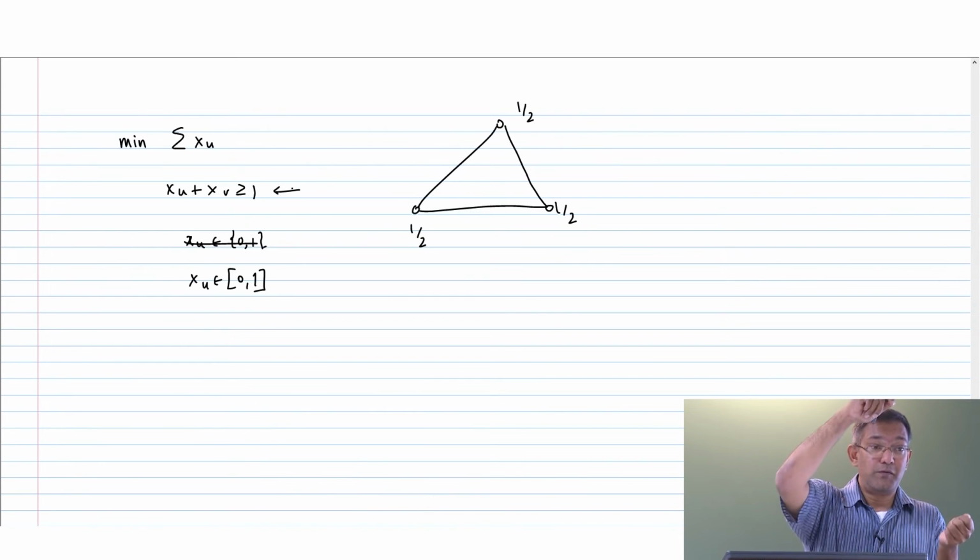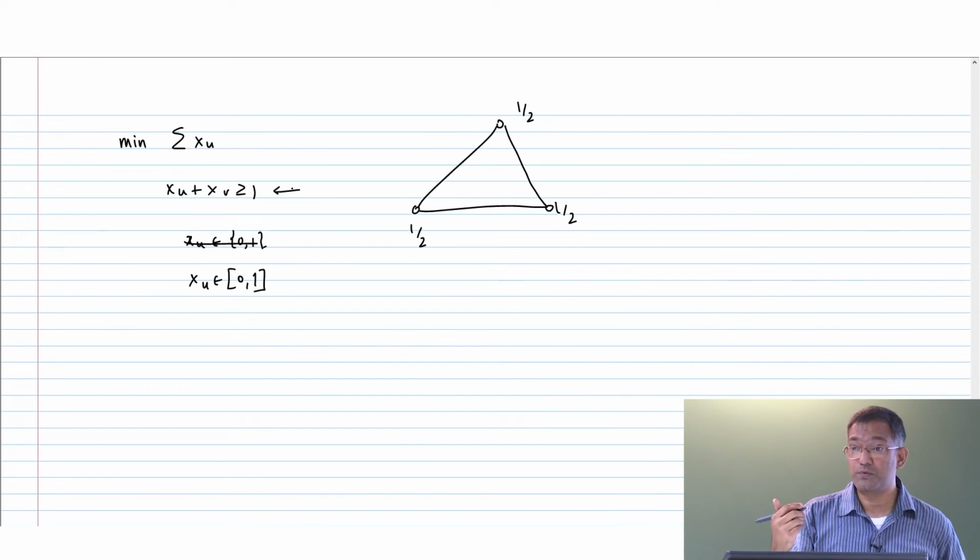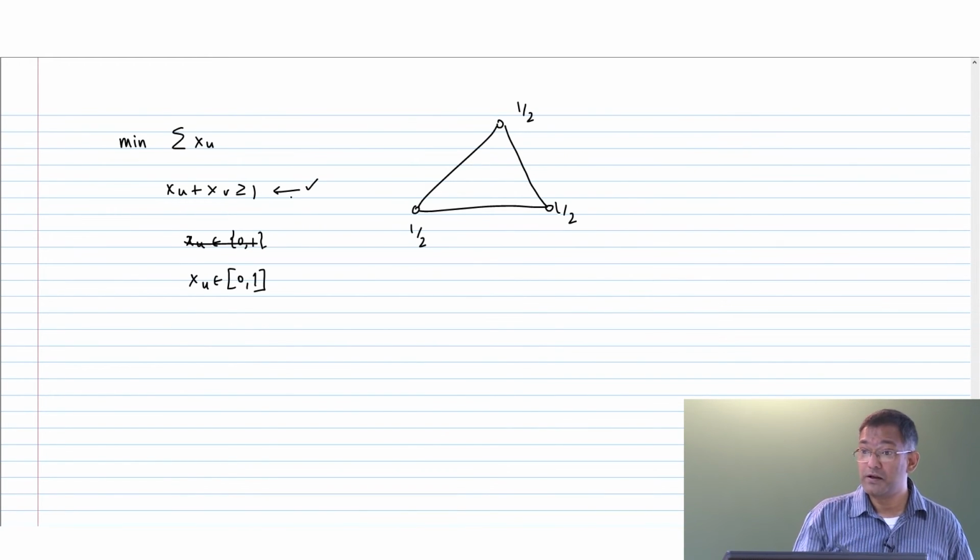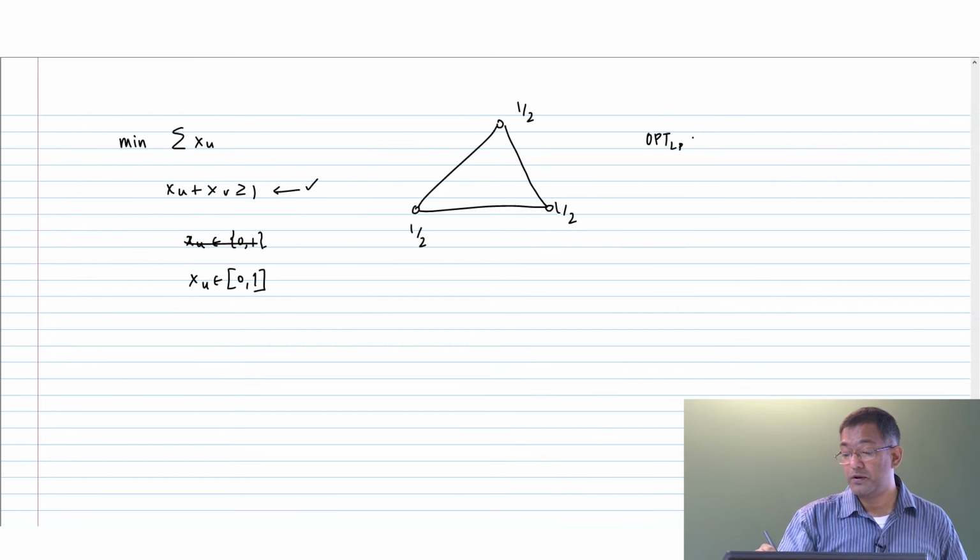It says that if you add up the values of the two endpoints of every edge, they must sum up to at least 1, which is true here, and therefore, every constraint is satisfied, and this is a feasible solution to the linear program. What is the value of this? In fact, this is optimal. You can show this is 3/2.